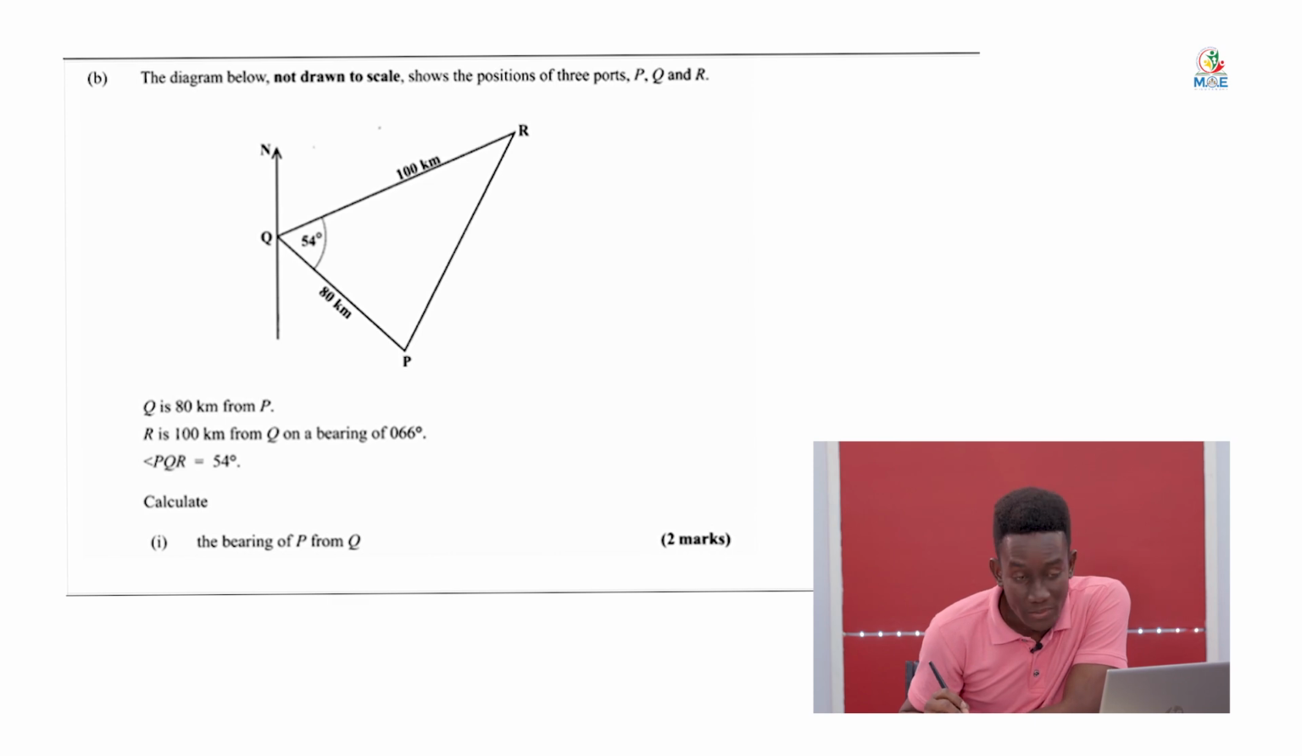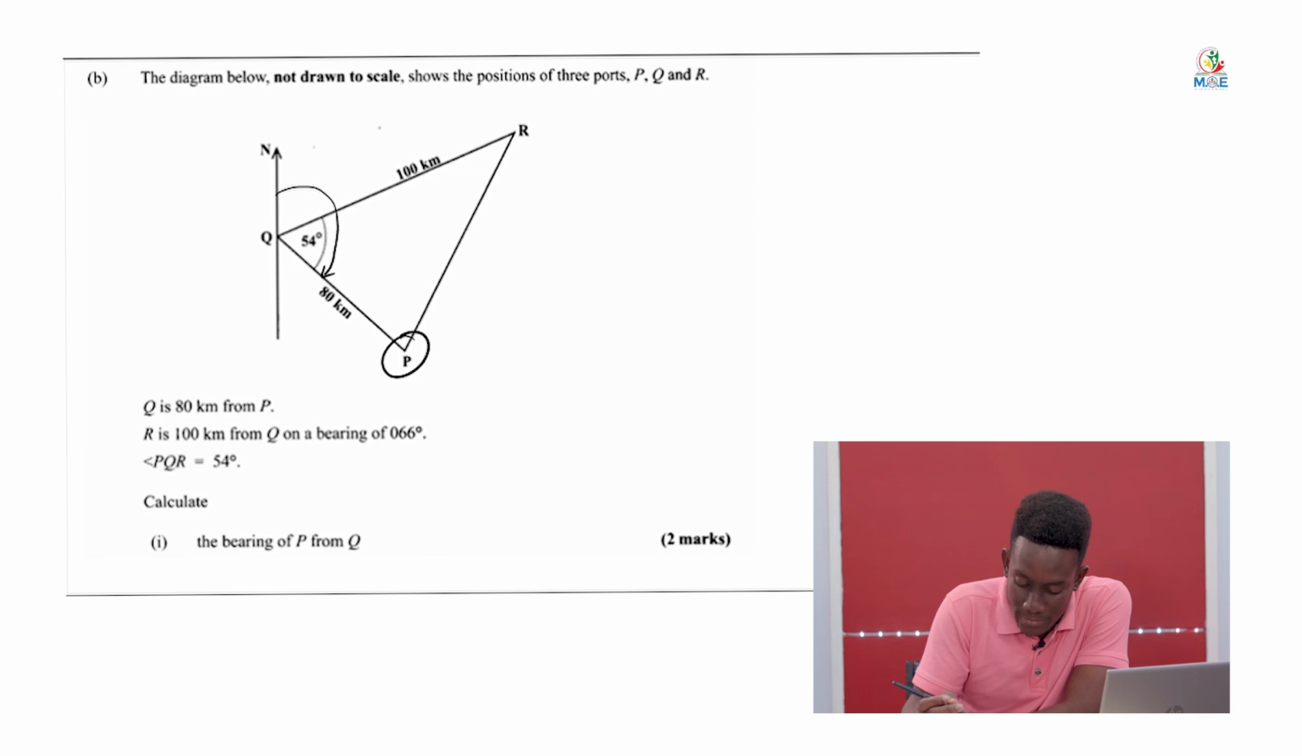So the important thing with bearings, we look at where it's coming from, and that is where the bearing will be. So "from" is the important word. So the bearing of P, which is there, from Q. So from here, we draw up the north line and we go all the way to P. So let's see what they told us.